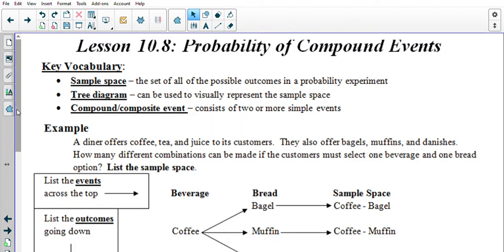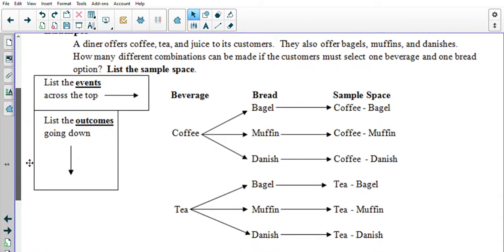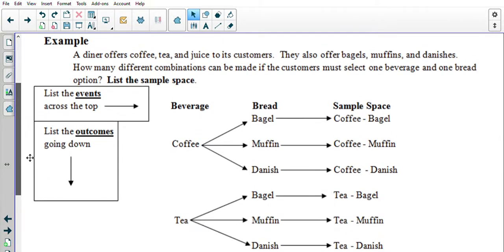So the first example says a diner offers coffee, tea, and juice to its customers. They also offer bagels, muffins, and danishes. How many different combinations can be made if the customers must select one beverage and one bread option? List the sample space. And anytime it asks you to list all of the possible outcomes, to list the sample space, for those kinds of things, you definitely want to create a tree diagram to help keep your information organized.